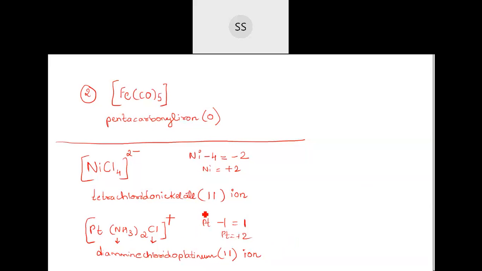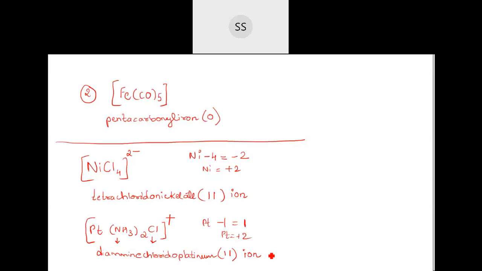So I hope you are clear with this, writing the name. Did everyone understand how to write the name of this complex? Because when you're talking about coordination compounds, you need to know how to write the names of them. Otherwise, how are you going to recognize the compound? If you don't know the name, then it's no point in studying the complex. So that is the reason why this becomes important. Okay, now I'll go for the next category.